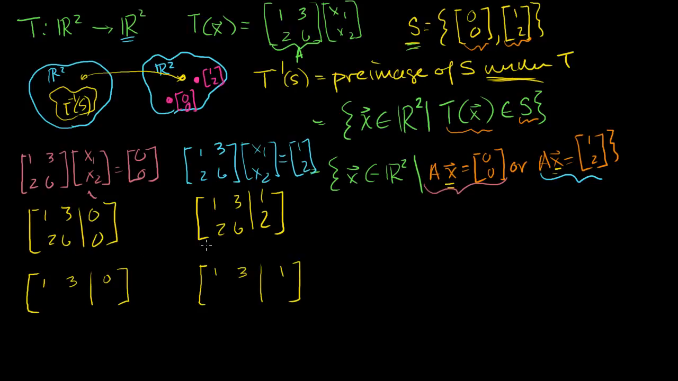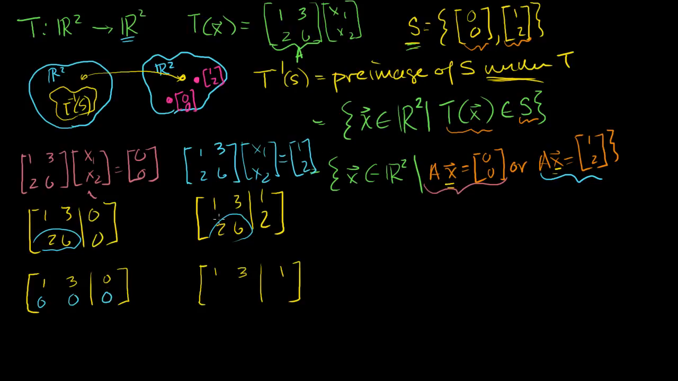And in both cases, because I just want to get the left-hand side of my augmented matrix into reduced row echelon form, I can apply the same row operation. So I'm replacing my second row with 2 times my first row. So 2 minus 2 times 1 is 0. 6 minus 2 times 3 is 0. And of course, 0 minus 2 times 0 is 0.